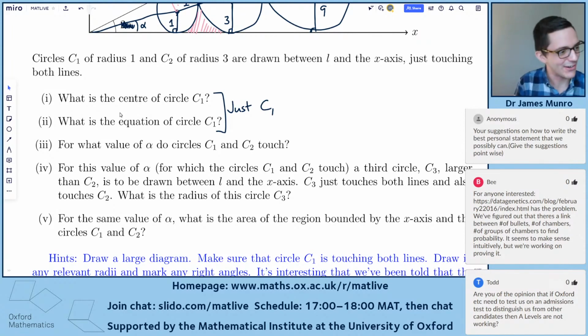Your suggestions on how to write the personal statement. Give the suggestions point-wise. Okay, so first point, be personal. Talk about yourself. Second point, tell us about why you're preparing for university, what you're doing well, how you're preparing to do well on a maths course.